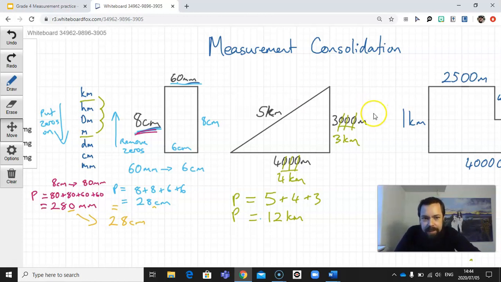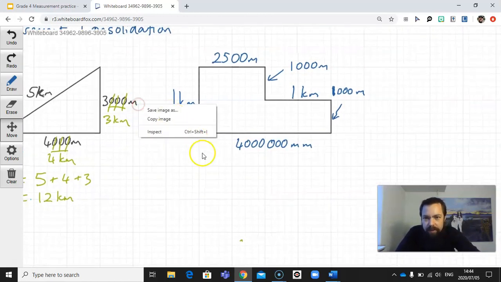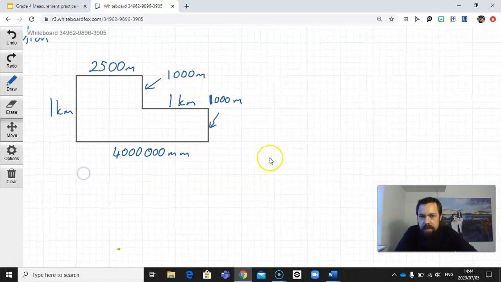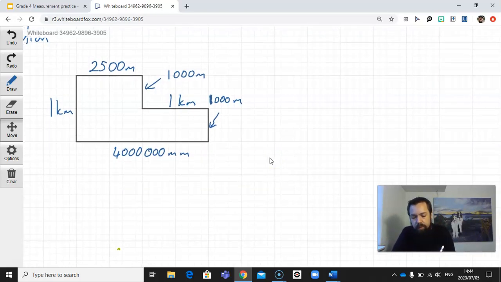I've decided to spice things up with a little bit of a trickier one over here. Just so that we've got it as well, I'm going to jot down the mnemonic. See if you can remember it before I do. So these are all meters, kilometers, hectometers, decameters, meters, decimeters, centimeters, and millimeters.